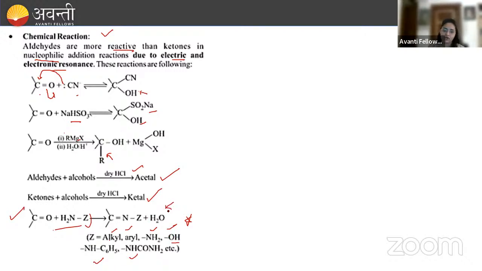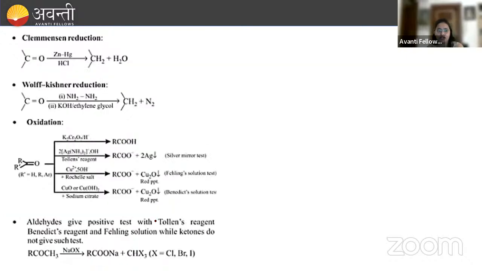Yes, hydroxide formation. Next reaction, Clemmensen reduction. You must have heard this reaction. This is very, very important. For the reduction of carbonyl compounds, they directly get converted into alkanes in the presence of zinc amalgam and HCl. Very, very important reaction. Most of the time, this reaction has been asked.